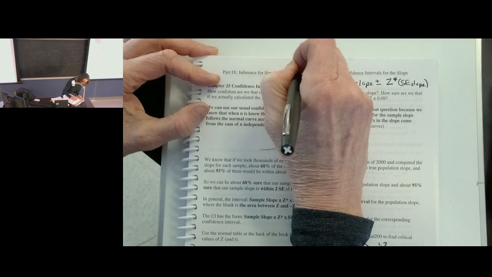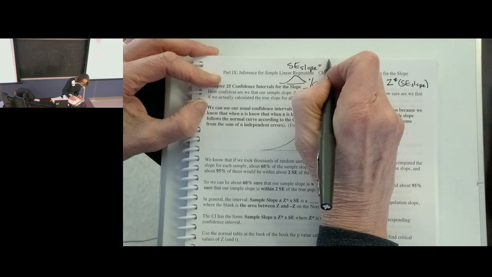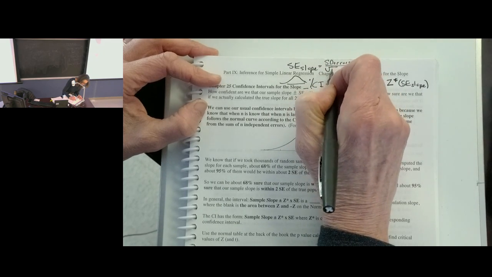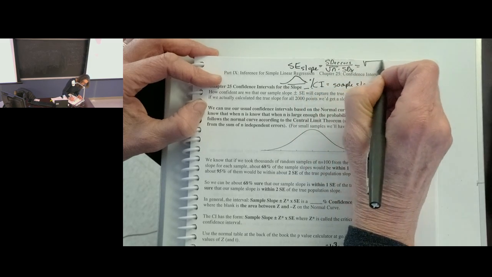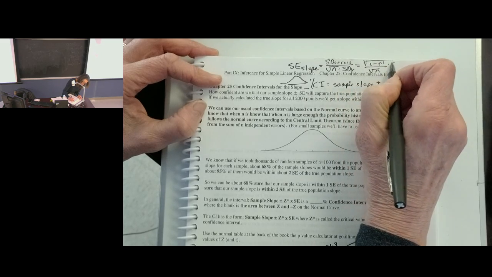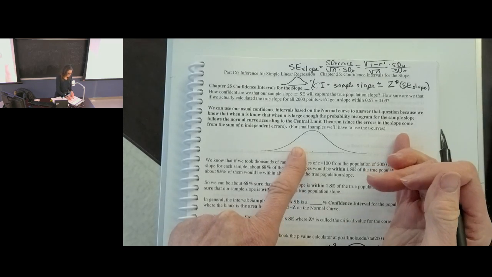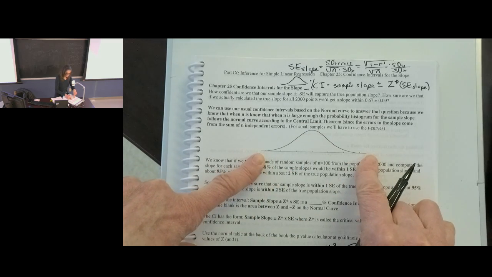Let's reiterate that the standard error of the slope is going to be equal to those SD errors over the square root of n times SDX. Another way of thinking of it is the square root of 1 minus r squared over the square root of n, times SDY over SDX. Those are the same. So that's what we're using here. And now we're saying it's going to follow basically the central limit theorem.